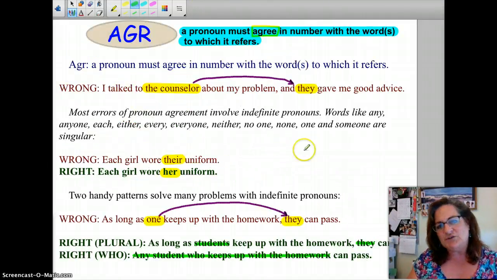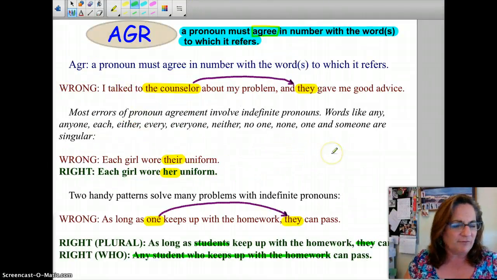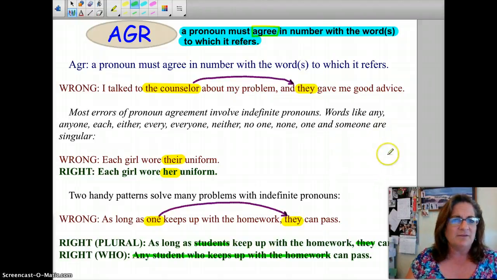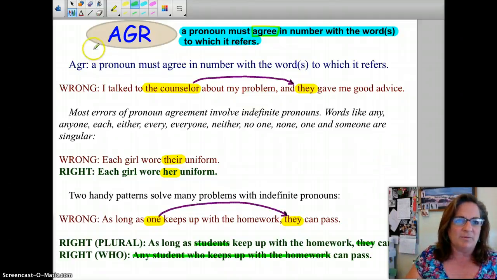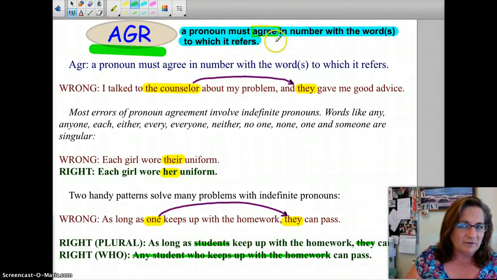Let's just be aware of 2 pronoun problems that are very, very common. I get them in essays from 7th grade through 12th grade. So let's see if we can try to conquer this problem. One common problem with pronouns is not having proper agreement. A pronoun must agree in number and gender with the word to which it refers.